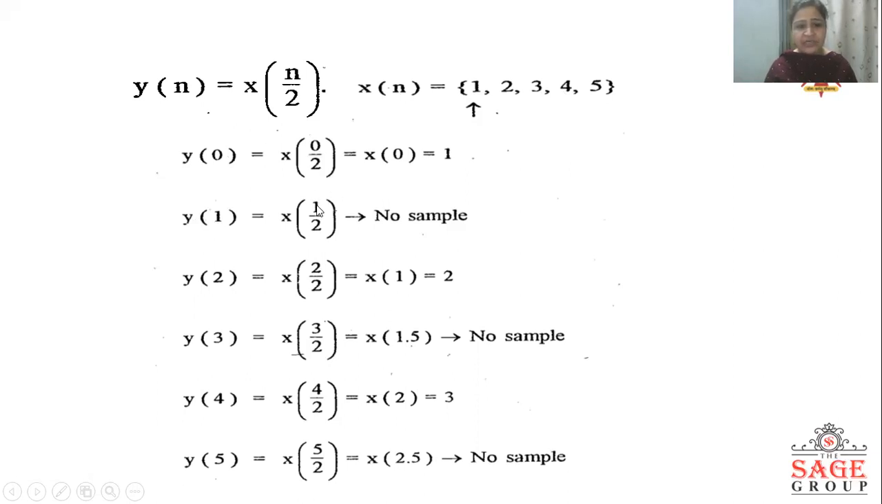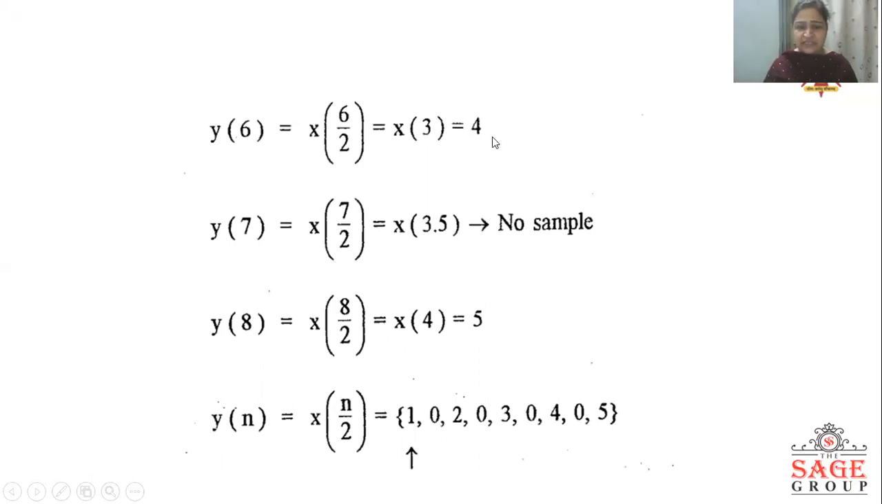Now, if I want to get y of 1, it will be x of 1 by 2. We already know that the discrete time signal is always defined at integer values. So x of half is having no value. So there will be no sample at y of 1. Now y of 2 will be x of 2 upon 2, which is x[1], which is 2. Similarly, at y of 3, it will have no sample. At y of 4, it will be x[2], which is 3. And y of 5, it will have no sample.